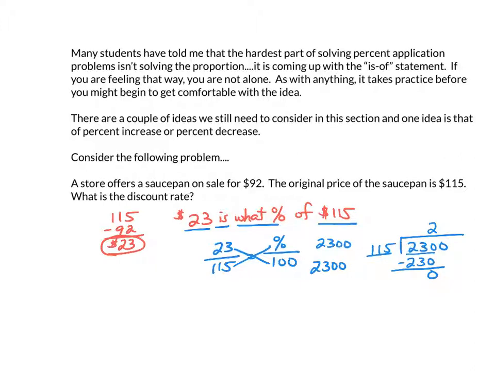I subtract, I get 0. I bring down the 0. 115 goes into 0 0 times. So my answer is 20. So there is a 20% discount. But once again, I found the actual discount and then I compared it to the original price.